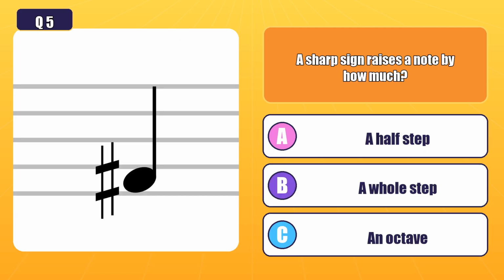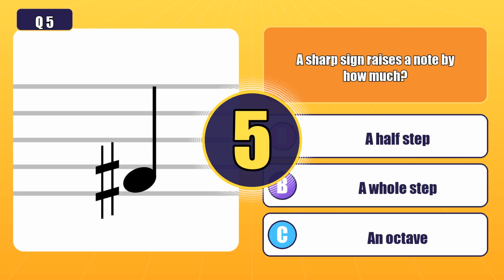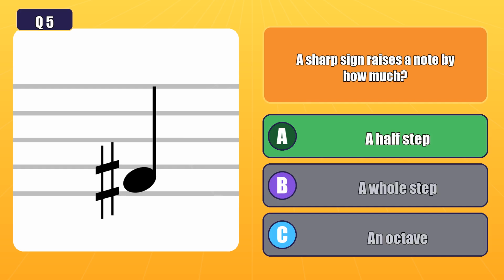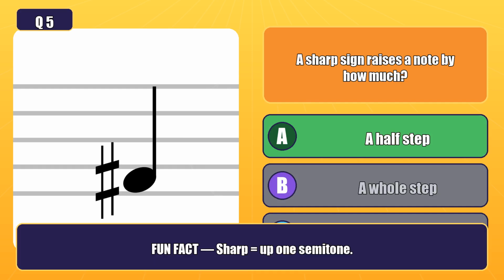Question number 5. A sharp sign raises a note by how much? The answer is a half step. Fun fact, sharp equals up 1 semitone.